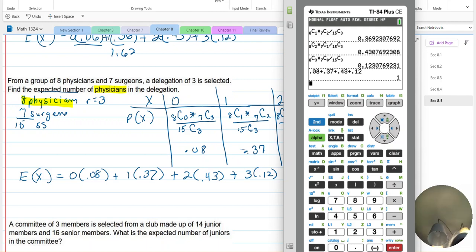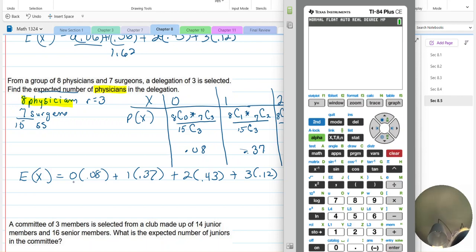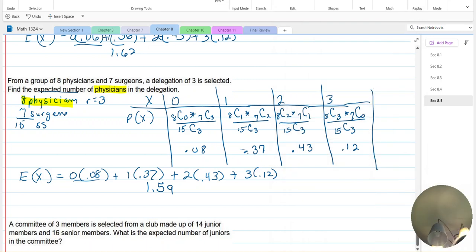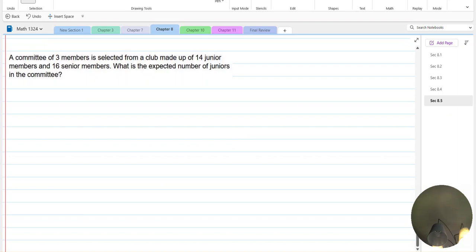So I'm going to have 0 here. So I'm going to have the 0.37 plus 2 times the 0.43 plus 3 times the 0.12. Make sure I have points on that and not make a disaster. There you go, 1.59. And remember, if you get 1.60, that's okay too. So that's the expected value. Now we're at the last one.